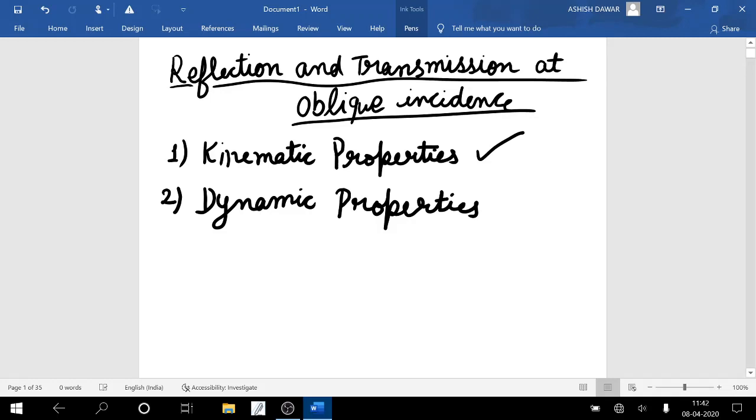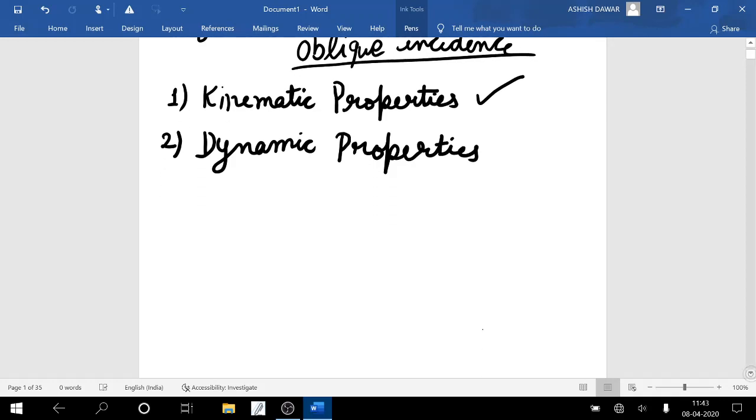The second one is dynamic properties. Under this, we study the intensities of reflected and refracted radiations, phase changes, and polarization. So now we start with reflection and transmission at oblique incidence.